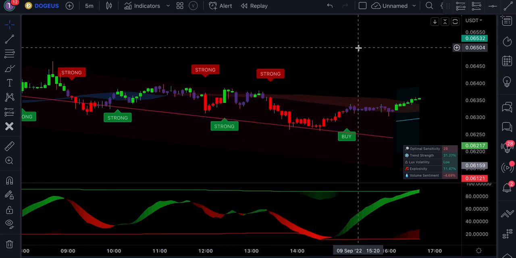So yeah, it's really up to you, but in my opinion, there are some other indicators out there that provide even better entries, and they are for free.